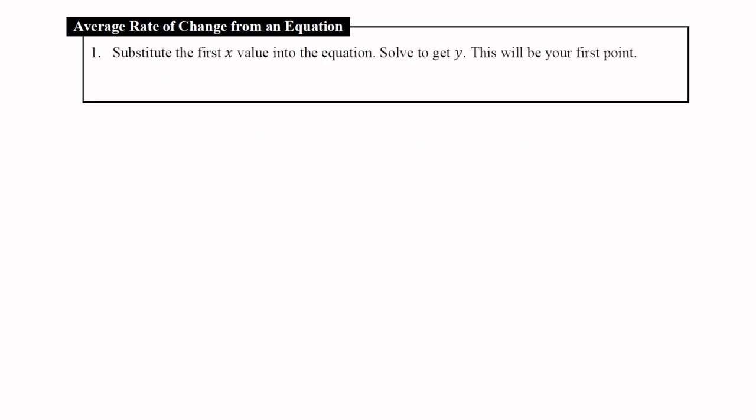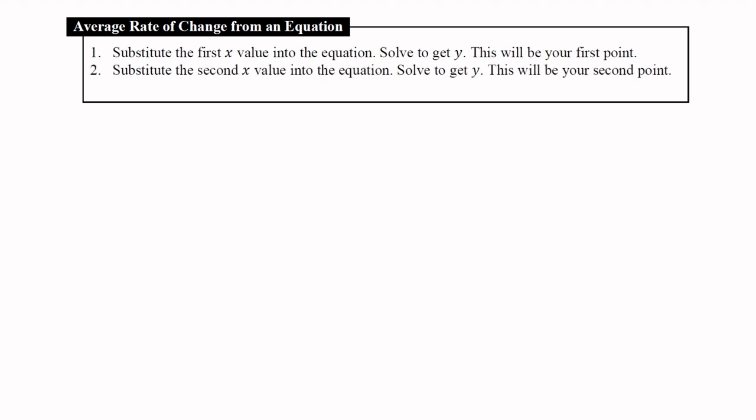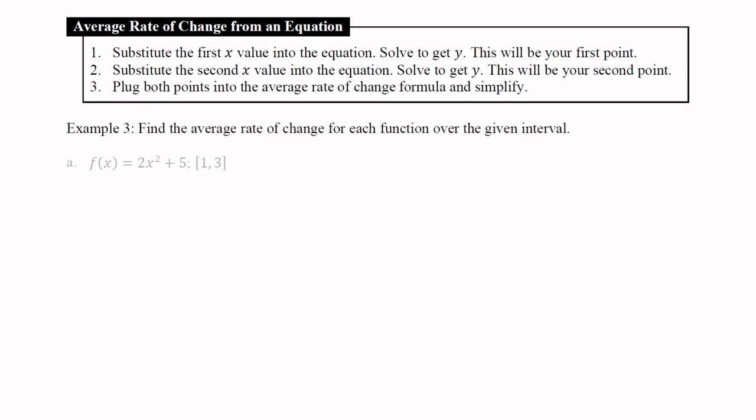So let's take a look at average rate of change from an equation. First, you're going to substitute the first x value into the equation to get y. Then you're going to substitute the second x value to get y. This will give you 2 points that you can use in the average rate of change formula. So let's try it out. We have f of x equals 2x squared plus 5, and we're going to go along the interval of 1 to 3. So this interval tells us our x values that we're going to be using.